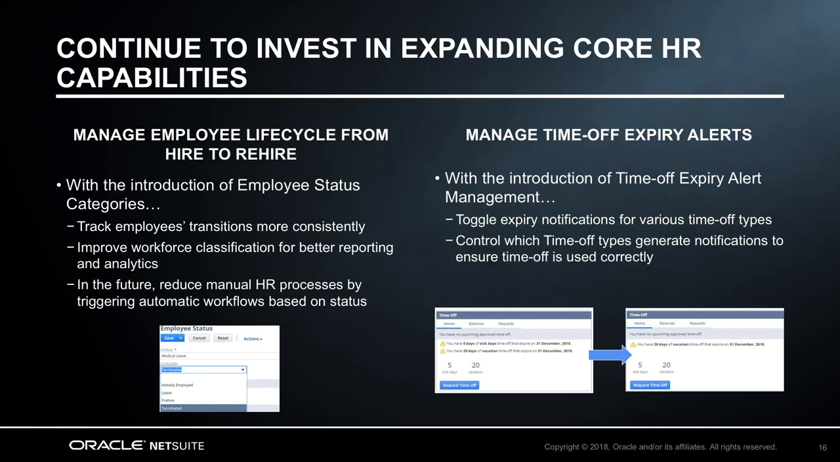understand your workforce. Most importantly, the introduction of employee status categories allows the organization to come to alignment on the definition of an active employee. In the future, status categories will reduce manual HR processes by triggering automatic workflows, such as onboarding processes and more. NetSuite will also help you manage time-off expiry alerts by allowing you to toggle expiry notifications for various time-off types. HR now has more control over how employees are reminded of their expiration at year-end.